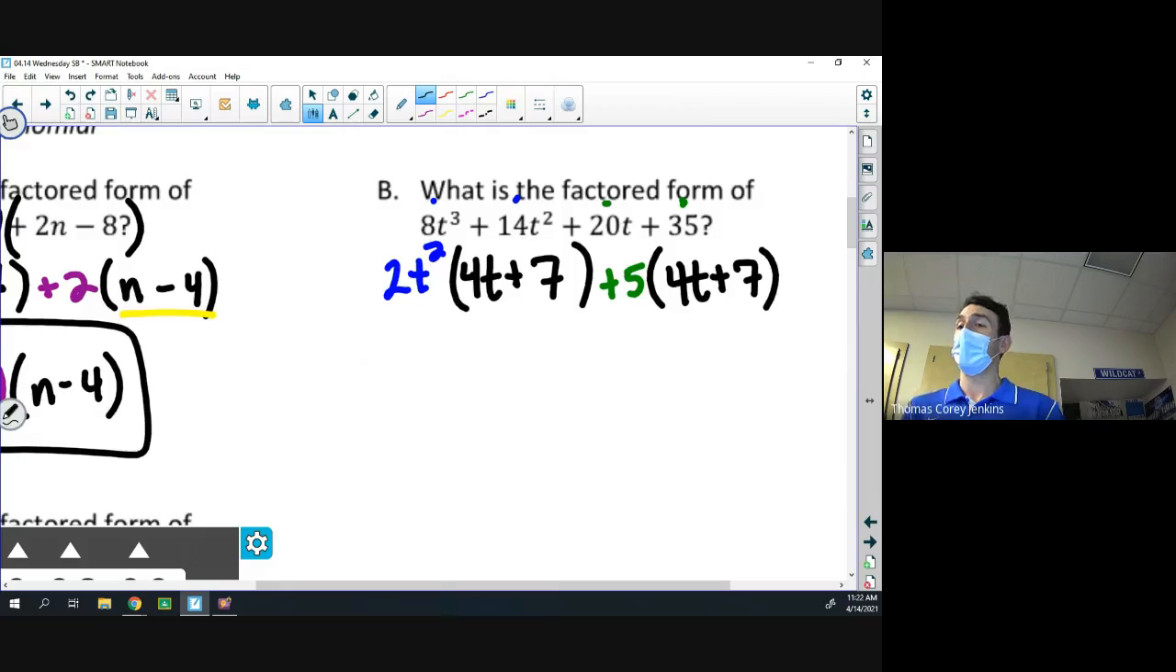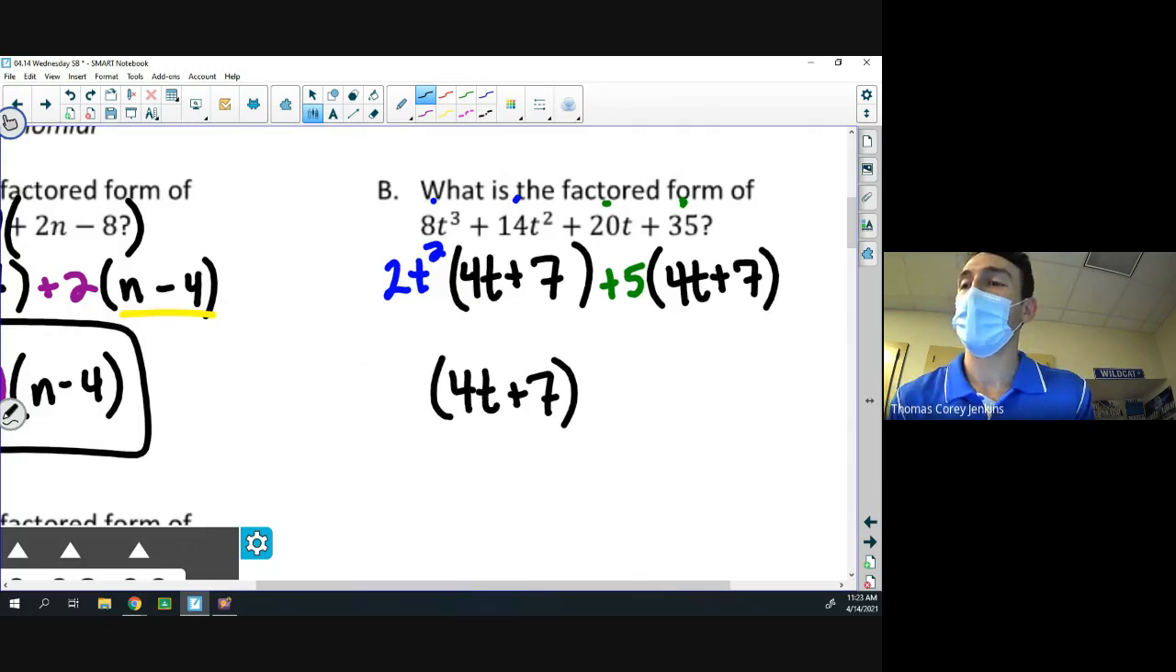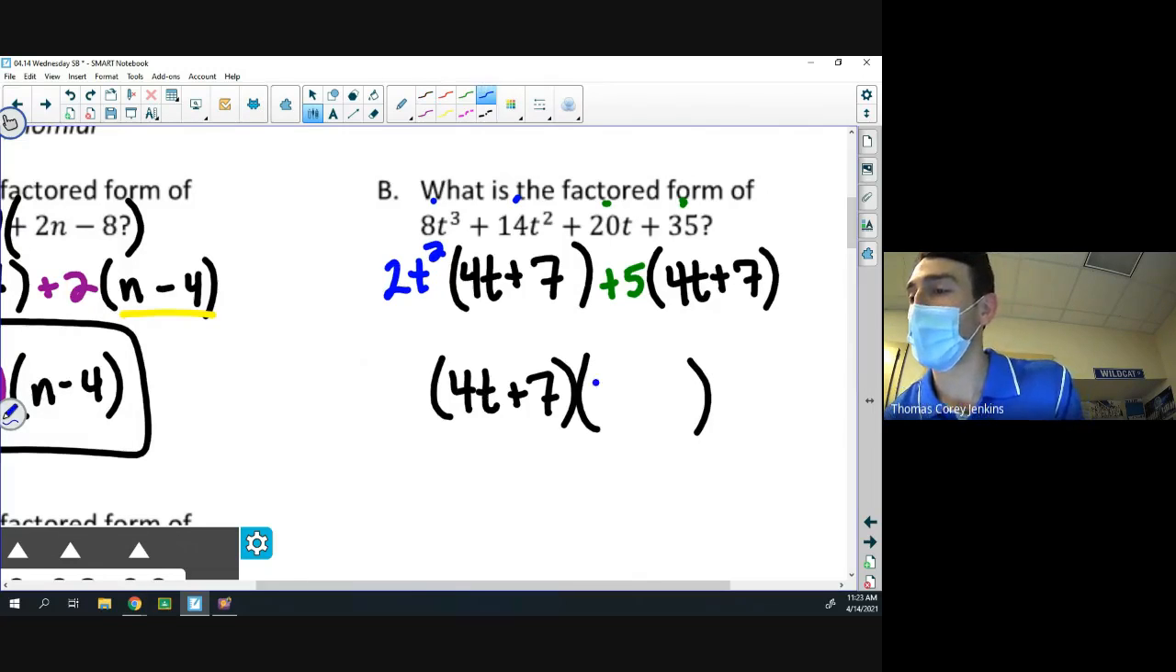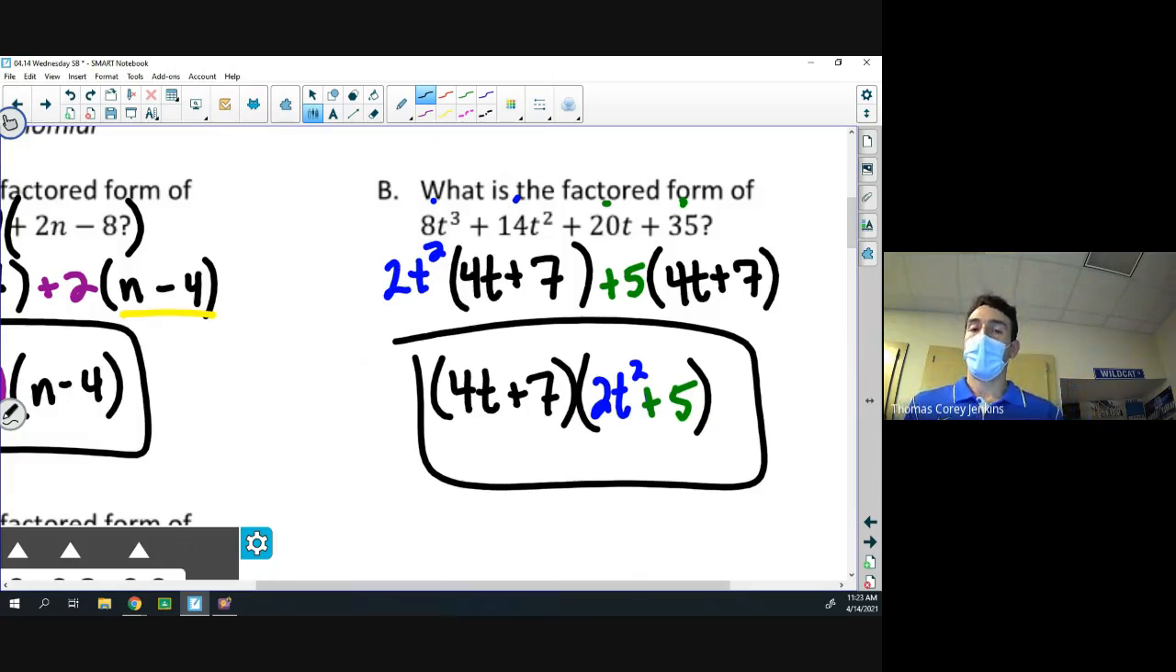All right, so we've kind of checked our answer. We know what we have is right because we see 4t plus 7 written down twice. And how we finalize our answer then is just the 4t plus 7 stays together, but we only write it once, right? And then that's multiplied by the sum of the other two. So 2t squared plus 5. And that's how you do that, okay?